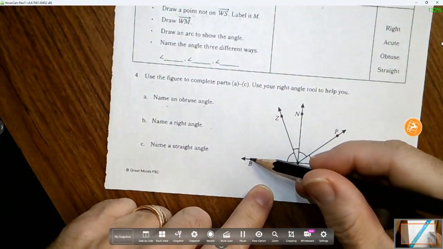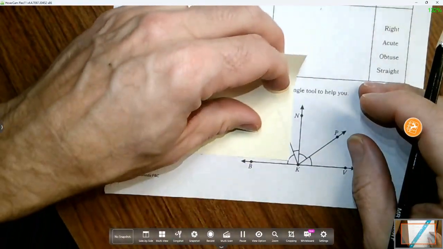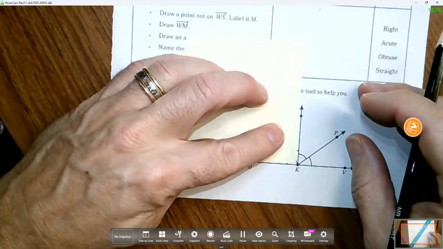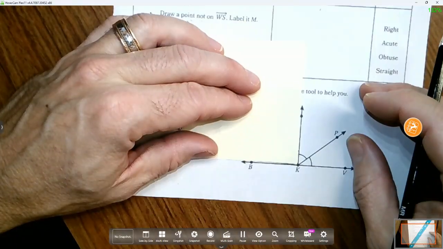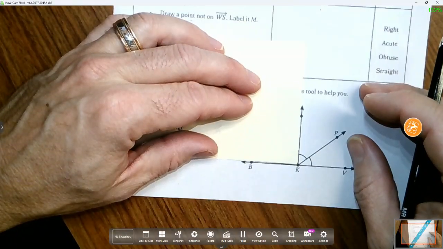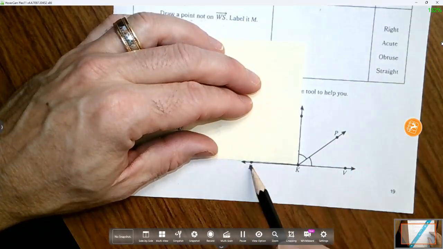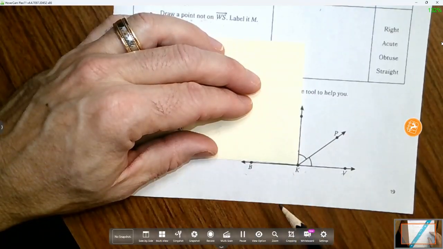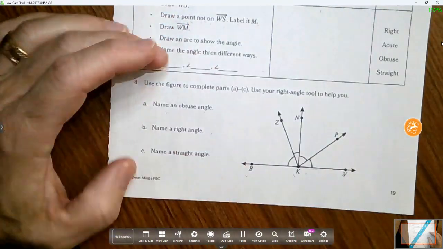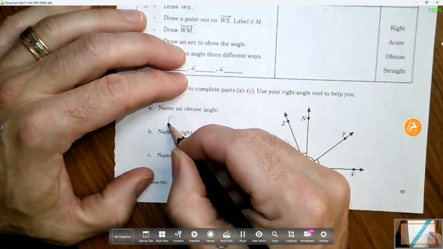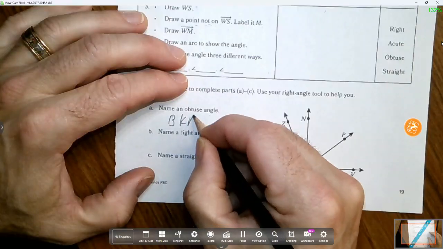And if I look at this right here, it kind of looks like a right angle to me. I put my Post-it note right there. I kind of see a right angle. So I need an angle bigger than that right angle that's obtuse, not straight. Remember, straight would be BKB or VKB. We don't want straight. So I'm going to go BKP. So my obtuse angle is going to be BKP.